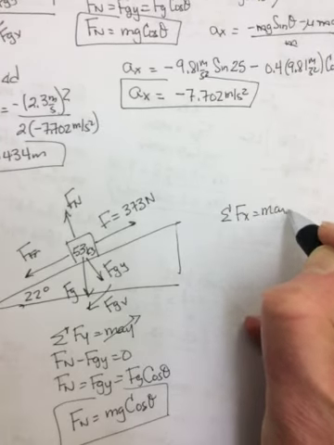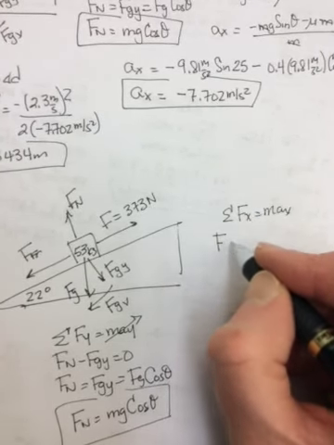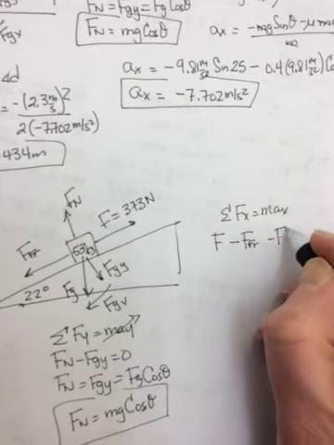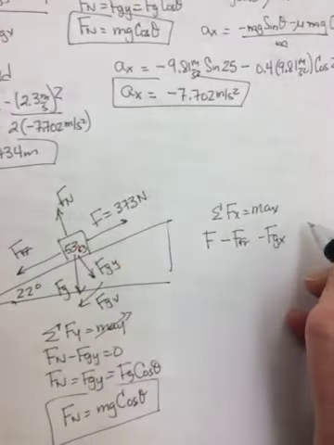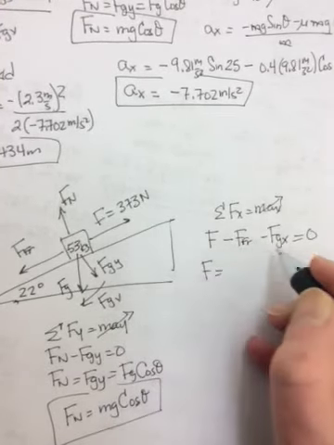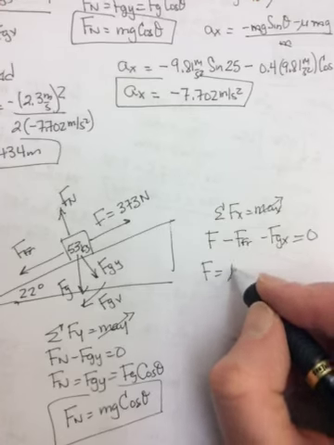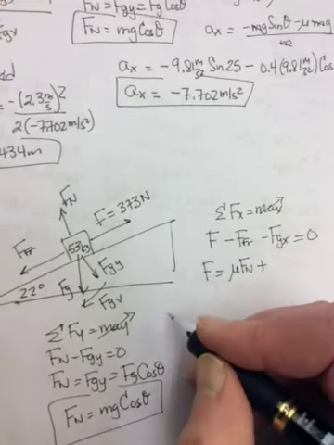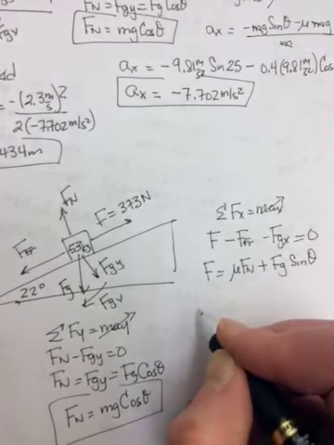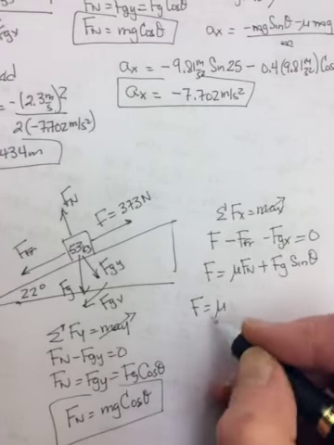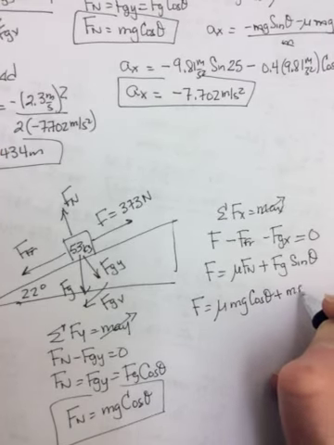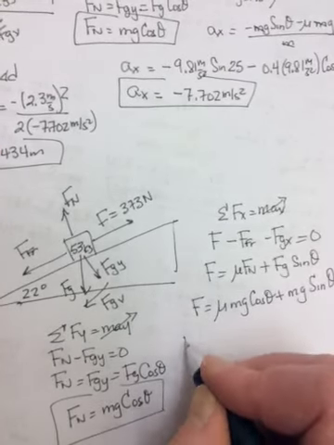I would go to sum of the forces in the x direction. In the x direction, we have F going up the incline, we have friction going down the incline, we also have Fgx going down the incline, so they're both negative, and it's at constant speed, so Max is 0. You don't know F, so take the other two terms over. Friction will be mu Fn plus Fgx is Fg sine theta. So F will equal mu Fn, where Fn is mg cos theta, plus mg sine theta.